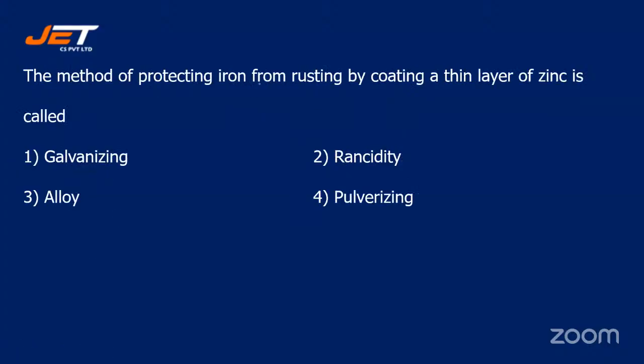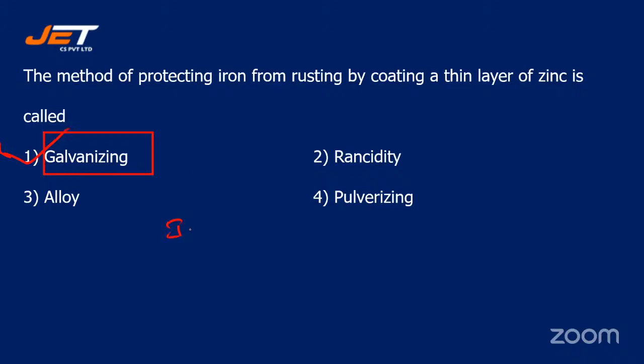The method of protecting iron from rusting by coating a thin layer of zinc. This is the new question. So tell me, what is the answer? If you are adding a thin layer of zinc to prevent rusting of iron, then what is the process called? Srutasya has mentioned it as galvanizing. Let us see what Meenakshi is mentioning: option 4. Navtej, option 3. So I think Srutasya is correct. It is called galvanizing of iron.